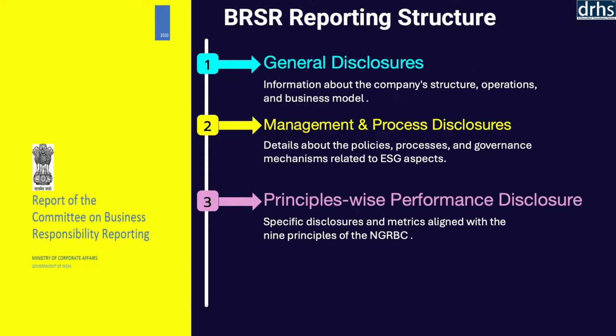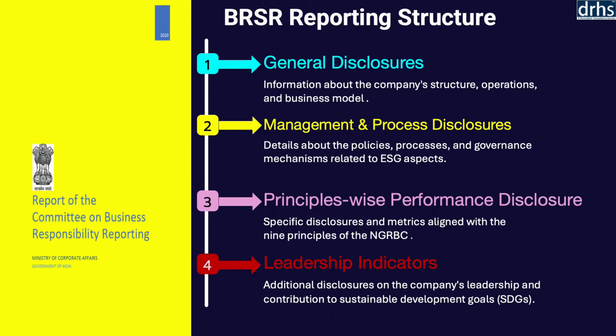Third one is the principle-wise performance disclosure, specific disclosures and metrics aligned with the 9 principles of NGRBC, covering areas such as ethics and transparency, product sustainability, employee well-being, stakeholder engagement, human rights, environment, policy advocacy, inclusive growth, and customer value. The last one is more concerned with the leadership indicators. So we can say this is not the last one, and we can explain the related leadership indicators with the essential indicators. These leadership indicators are voluntary, which provides an opportunity for companies to present their impact and outcome.